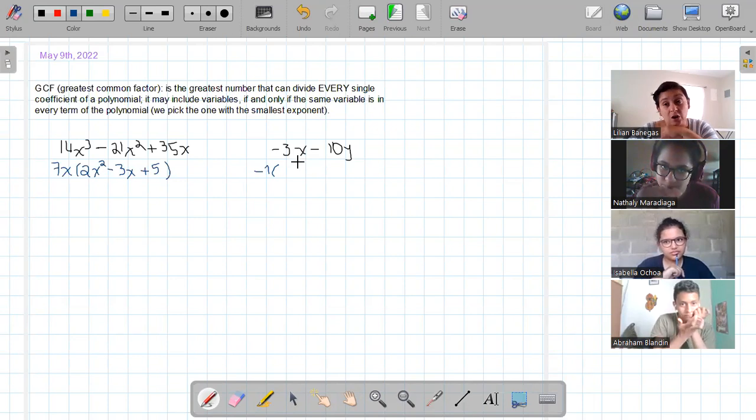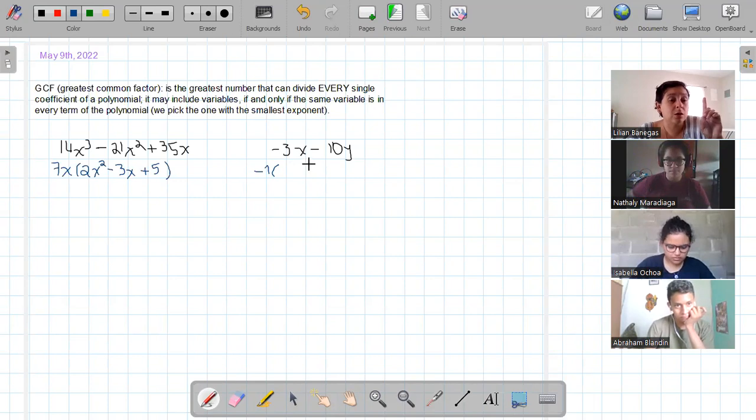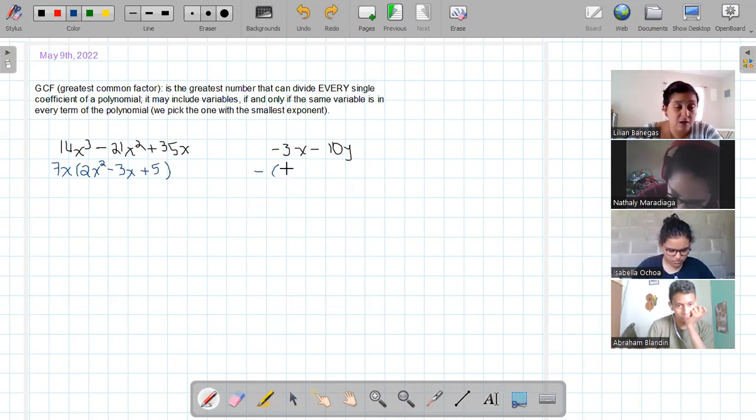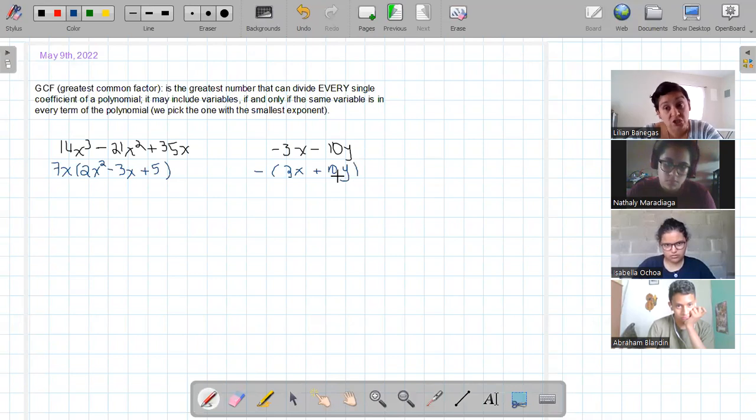Can -1 divide -3? Can -1 divide -10? It can, right? The only number that we will never use as a GCF is +1, but we can use -1. So if I use -1, I'm not going to place a -1, I'm just placing a negative. And I'm going to say -3x divided by negative, that would be positive 3x. Negative 10y divided by the negative sign, that would be positive 10y. So sometimes your GCF is only -1 or the negative sign because we make it invisible.